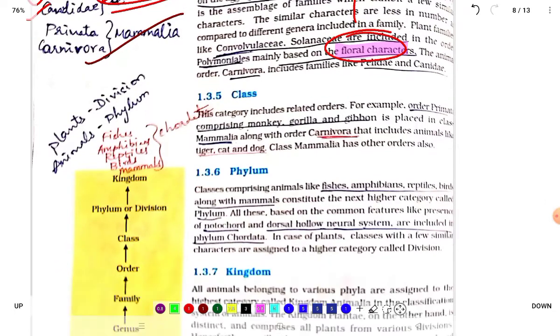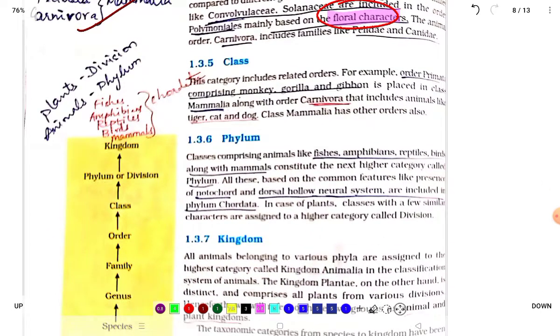Next is phylum or division. Phylum in the case of animals, and in the case of plants it is called division.